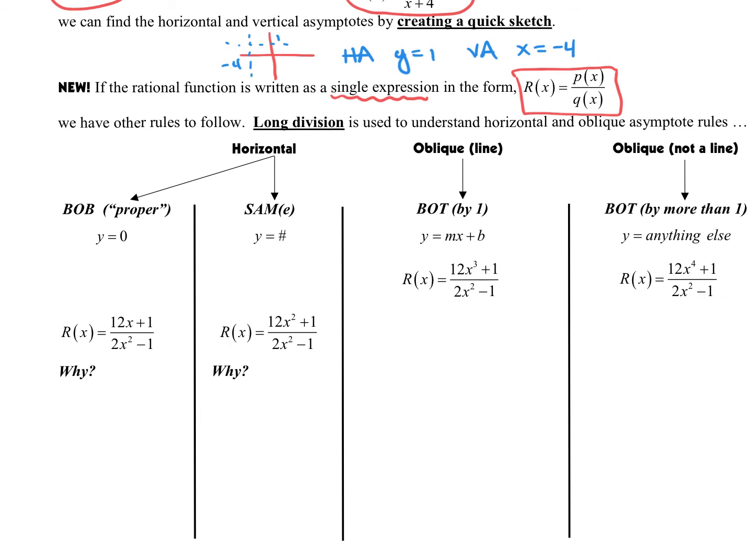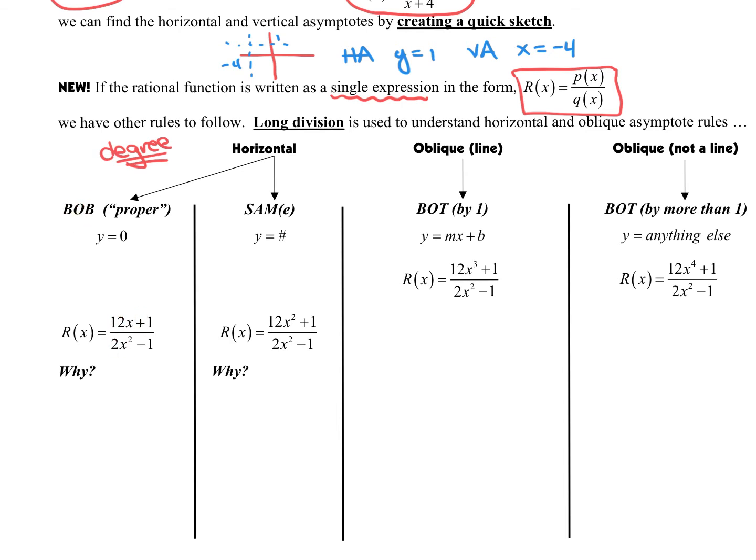But for right now, I just kind of want to go through how these rules are going to work. Horizontal asymptotes, okay, so if you have a horizontal asymptote, what we're going to always be looking at is the degrees, okay? So we're going to be looking at the degree of the numerators and denominators, okay? So those degrees, remember degree is the highest exponent.